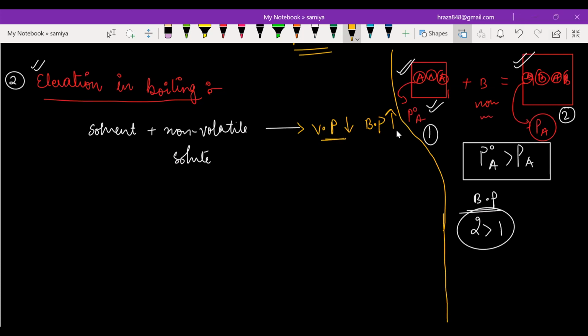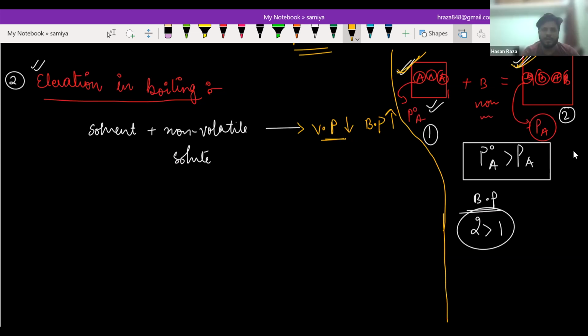Vapor pressure will decrease. Like the previous one, the original has more vapor pressure than the solution. So vapor pressure will decrease and boiling point will increase. Also, we are going to define boiling point. What exactly is boiling point? It is the temperature at which the vapor pressure of the solution becomes equal to atmospheric pressure. The pressure exerted by the atmosphere is called atmospheric pressure.